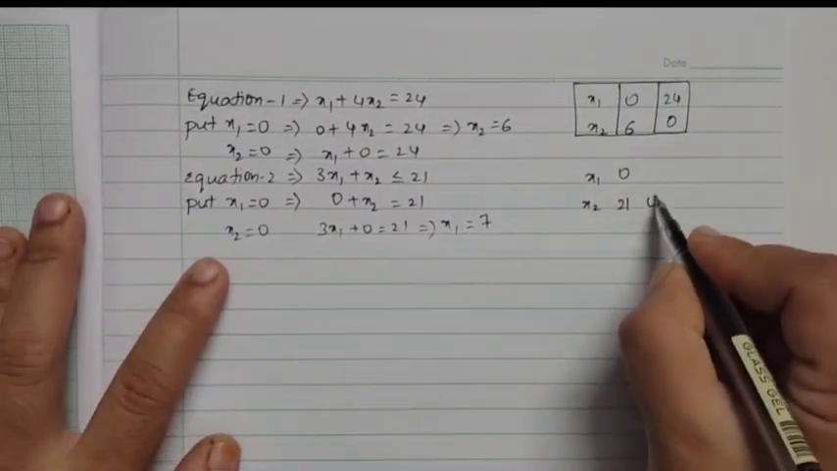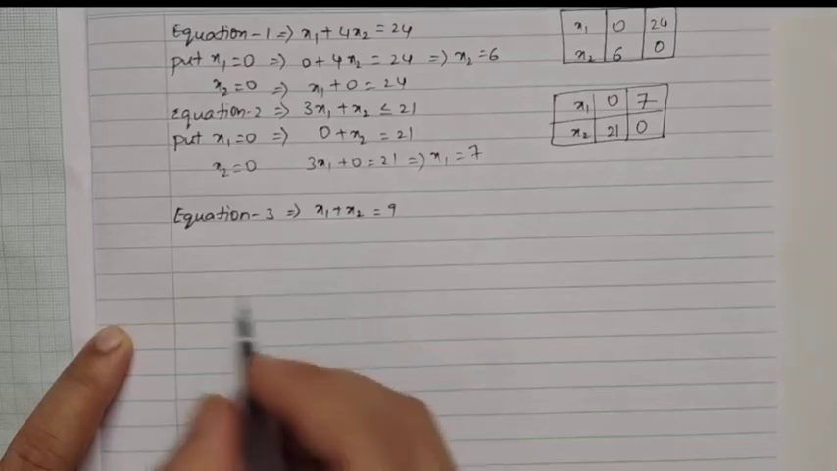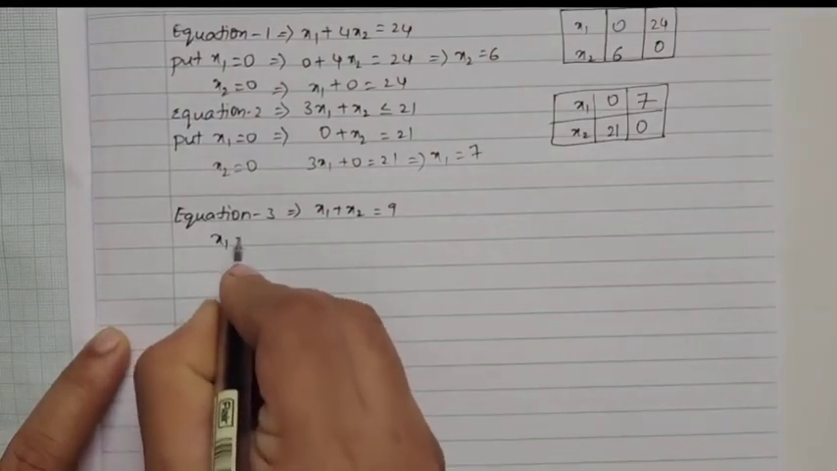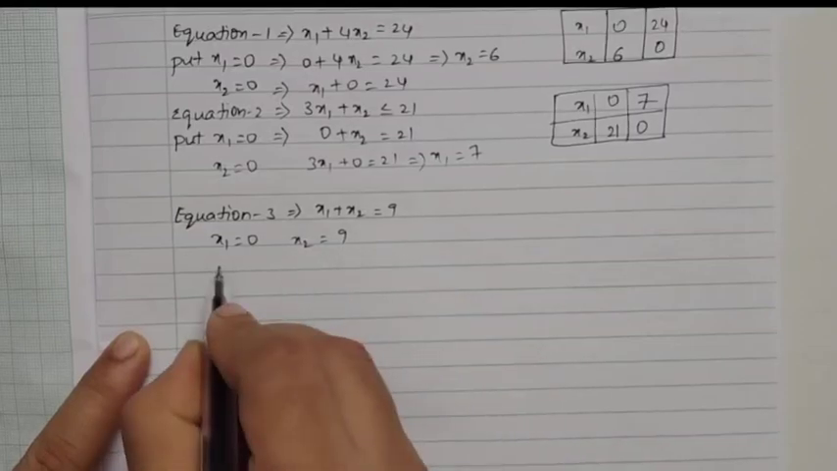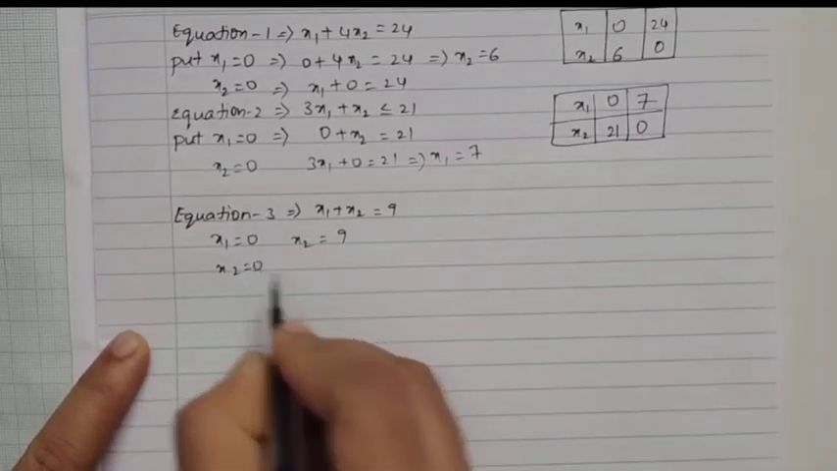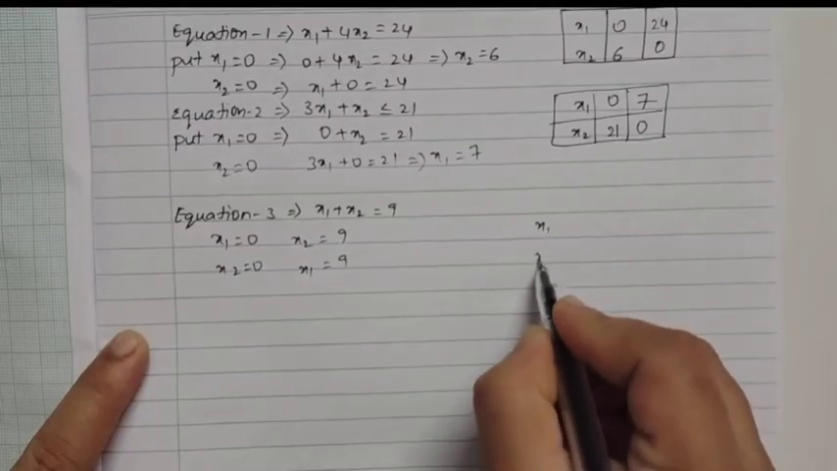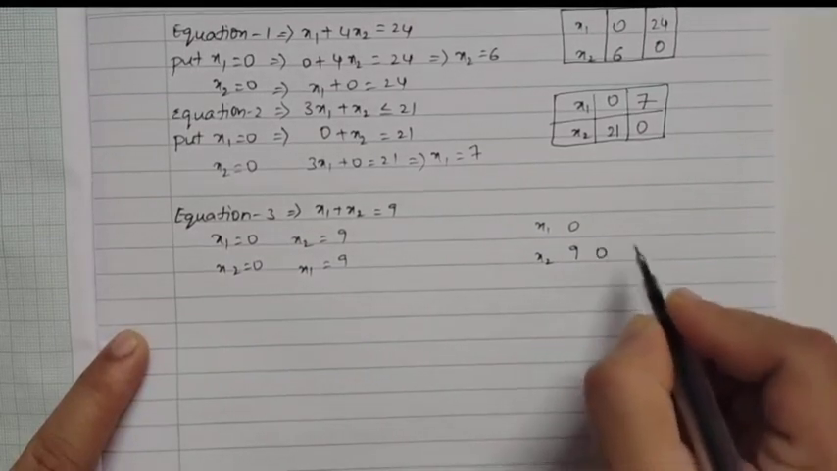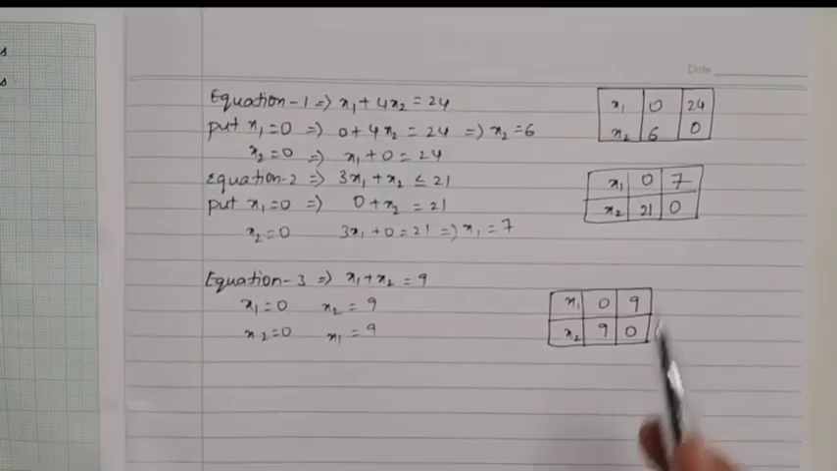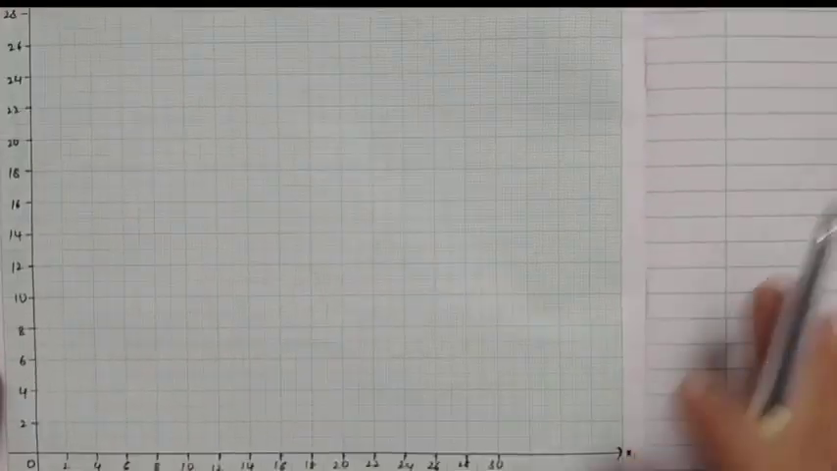When x2 is 0, x1 is 7. In the same way in the third equation, if we put x1 equals 0, then x2 becomes 9. When x2 equals 0, x1 becomes 9. This is x1 and x2. When x1 is 0, x2 is 9. When x2 is 0, x1 is 9. Using these coordinates from equations 1, 2 and 3, we'll draw a graph.